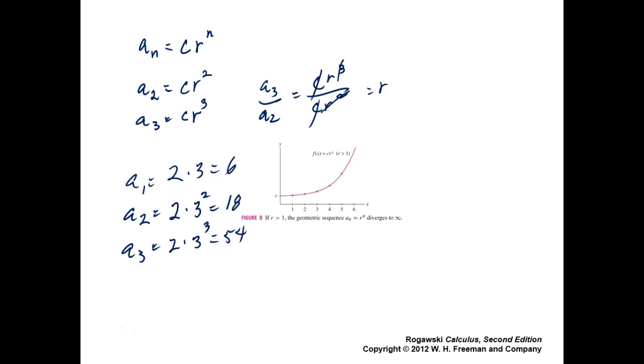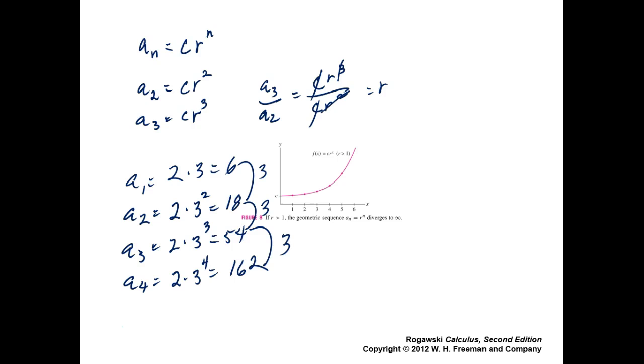Okay. Right? a sub 4 is equal to 2 times 3 to the 4th, which would be 162, right? I'm not going any higher. I don't keep up with it much past that. Notice what the ratio of each term is. 3, 3, 3. The ratio of every two terms is that constant ratio R, common ratio R.